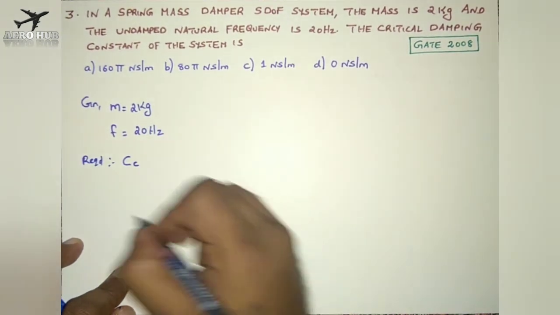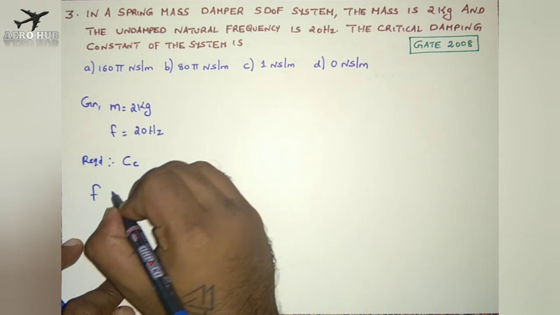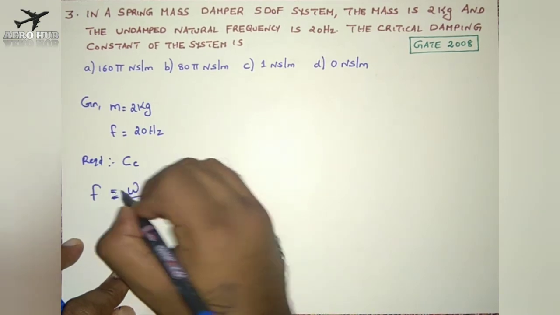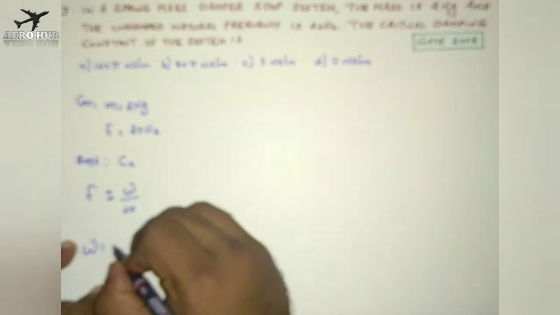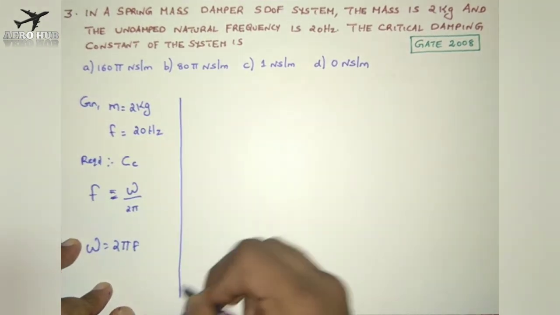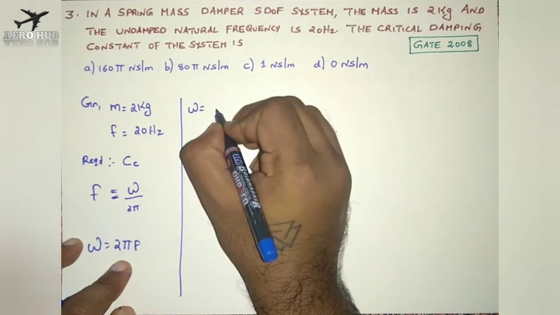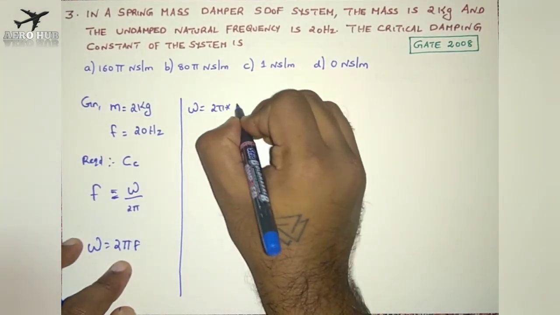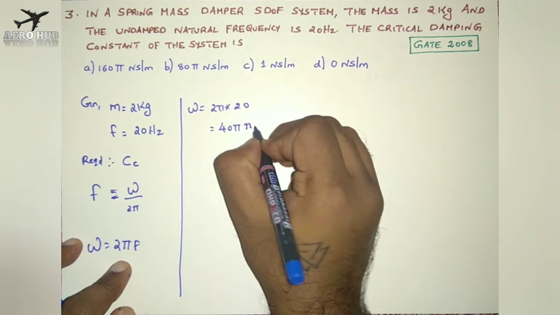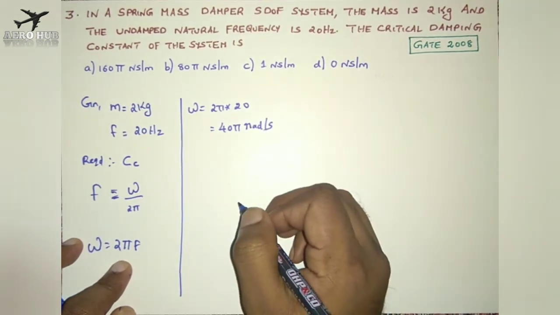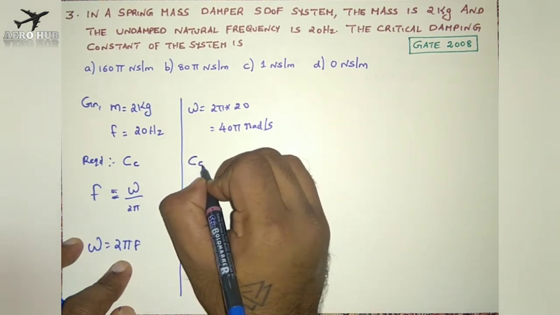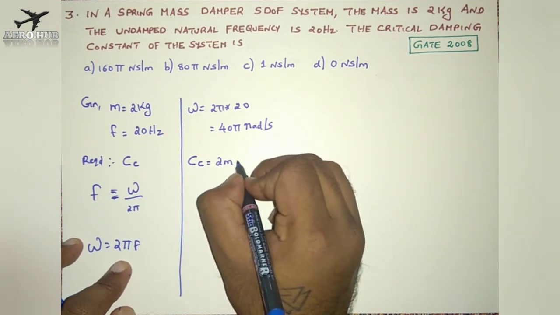So I have the formula: frequency F is equal to omega by 2 pi. So I can write omega is equal to 2 pi into F. So omega will be equal to 2 pi into 20, that will be 40 pi radians per second. So I got the value of omega. The critical damping constant is given by Cc is equal to 2m into omega.